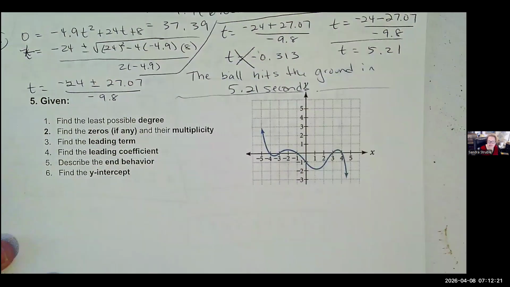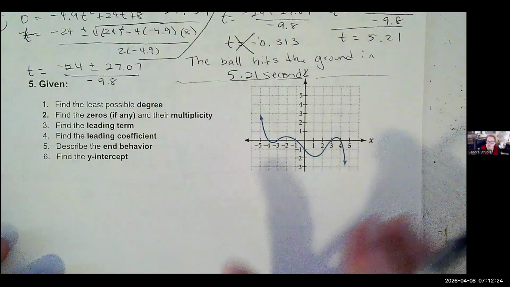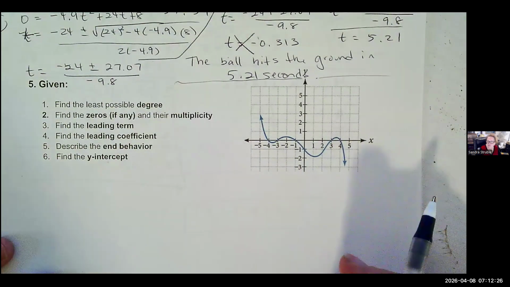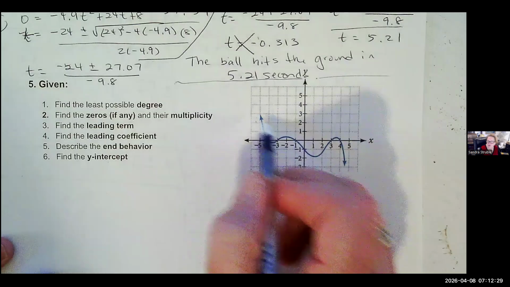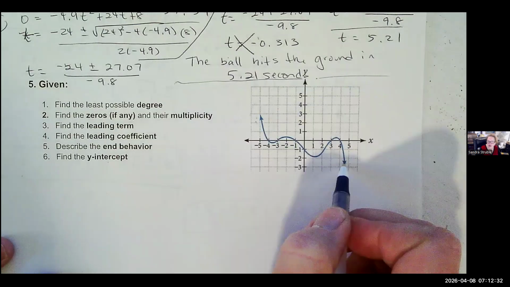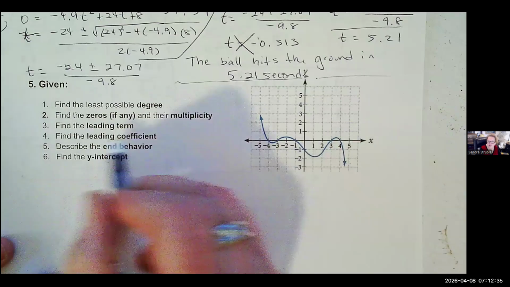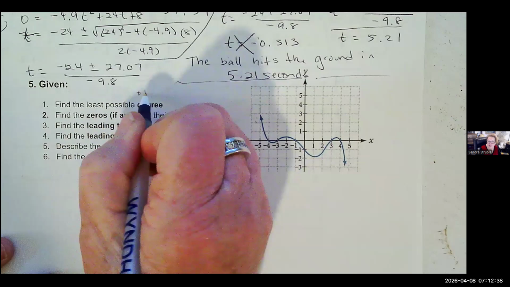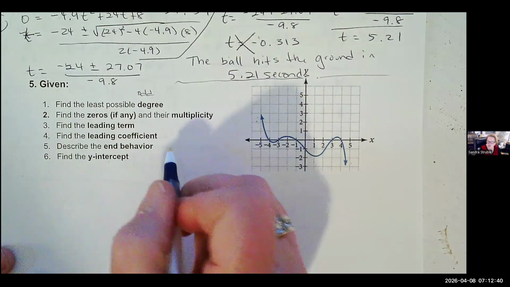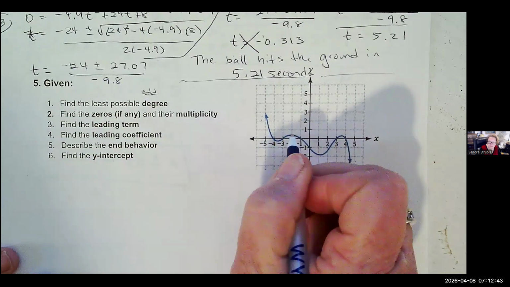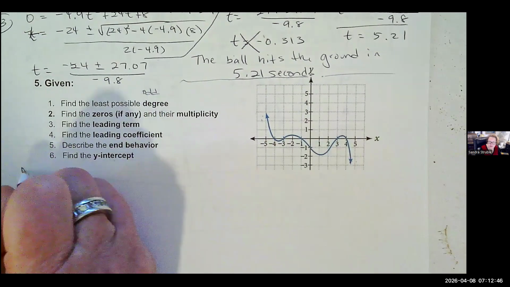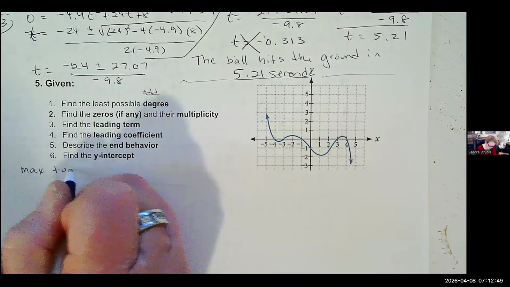Next one, find the least possible degree. Well, it's going to be an odd exponent because they're going in different directions. If they were going in the same direction, they'd be even. So it has to be odd for sure. And then, well, I can use my max turns. 1, 2, 3. I have 4 turns, and max turns is n minus 1. I don't think I provided that for you. I did not. You're going to probably want that on your note card if you don't know that by memory. So your max turns are n minus 1.